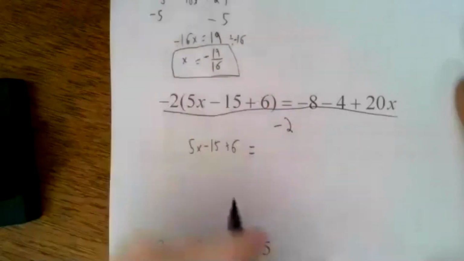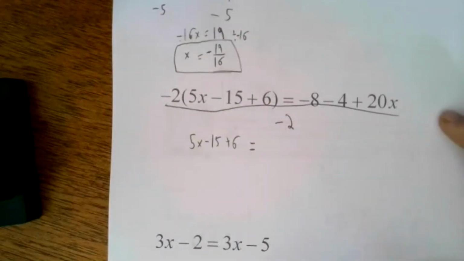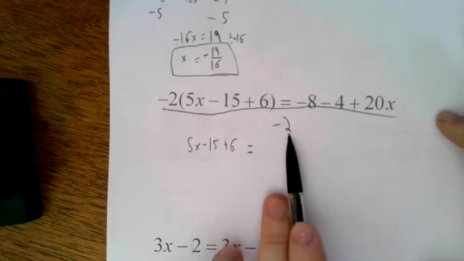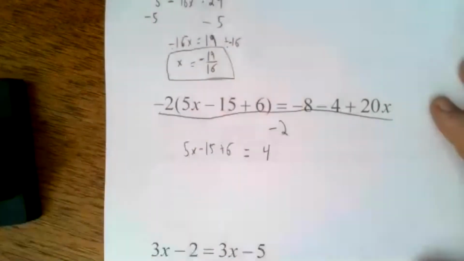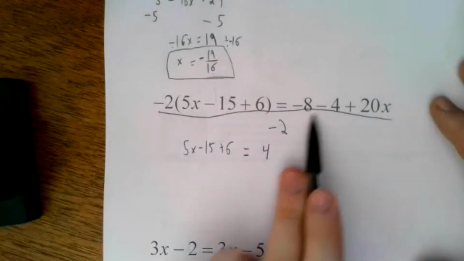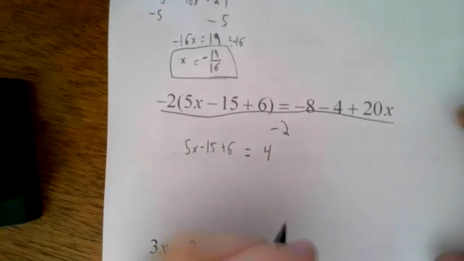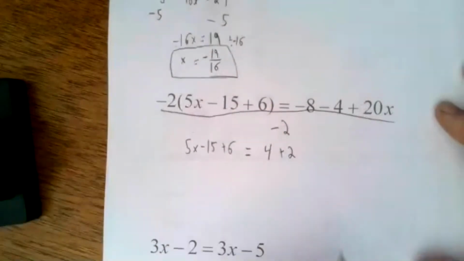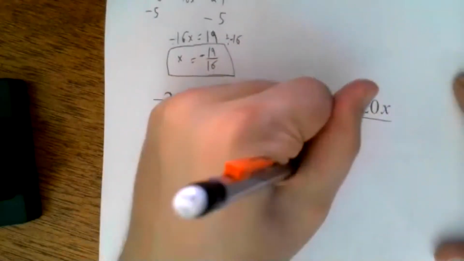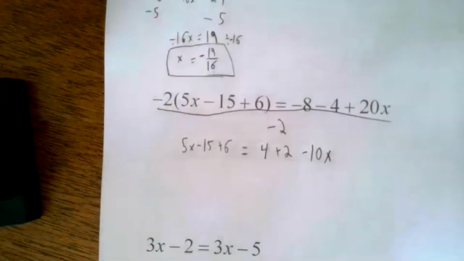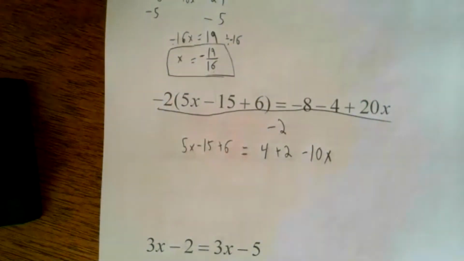And on the right side, I have to divide everything by -2. So I have -8 divided by -2, I get a positive 4. I have a -4 divided by a -2, which is a positive 2. And then 20x divided by -2 is -10x. Yep. Okay.